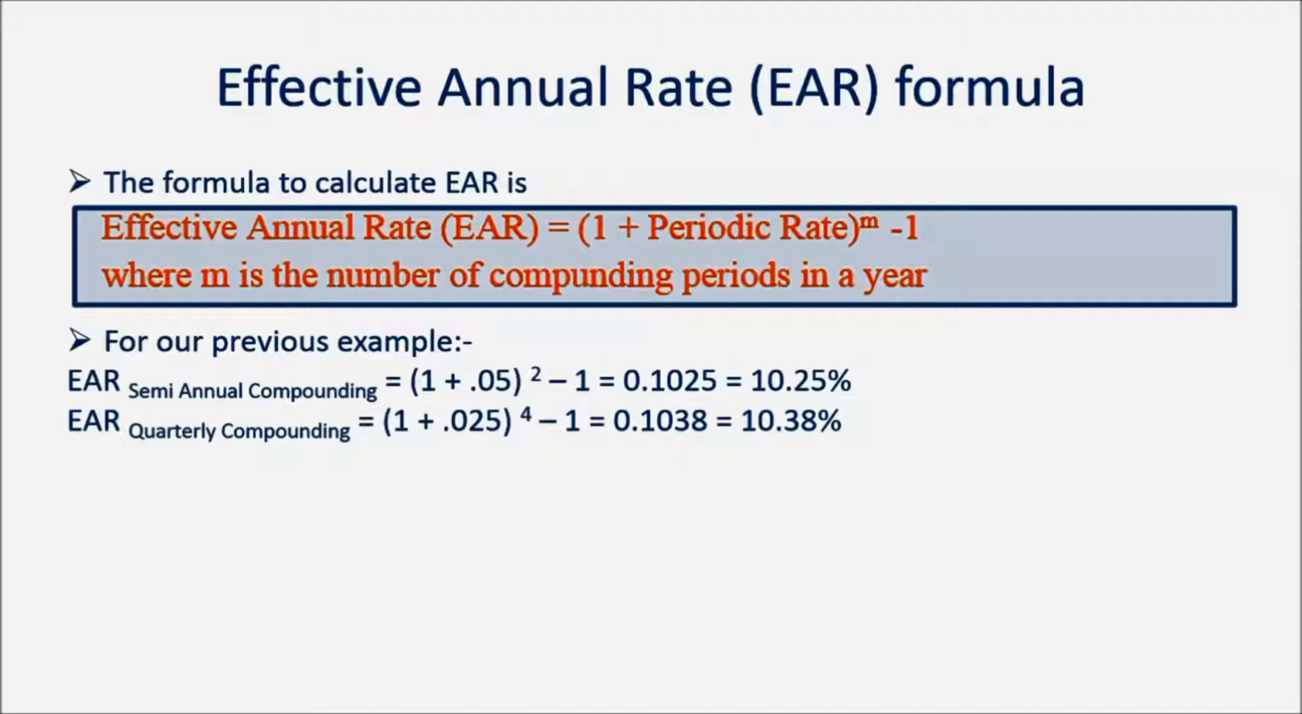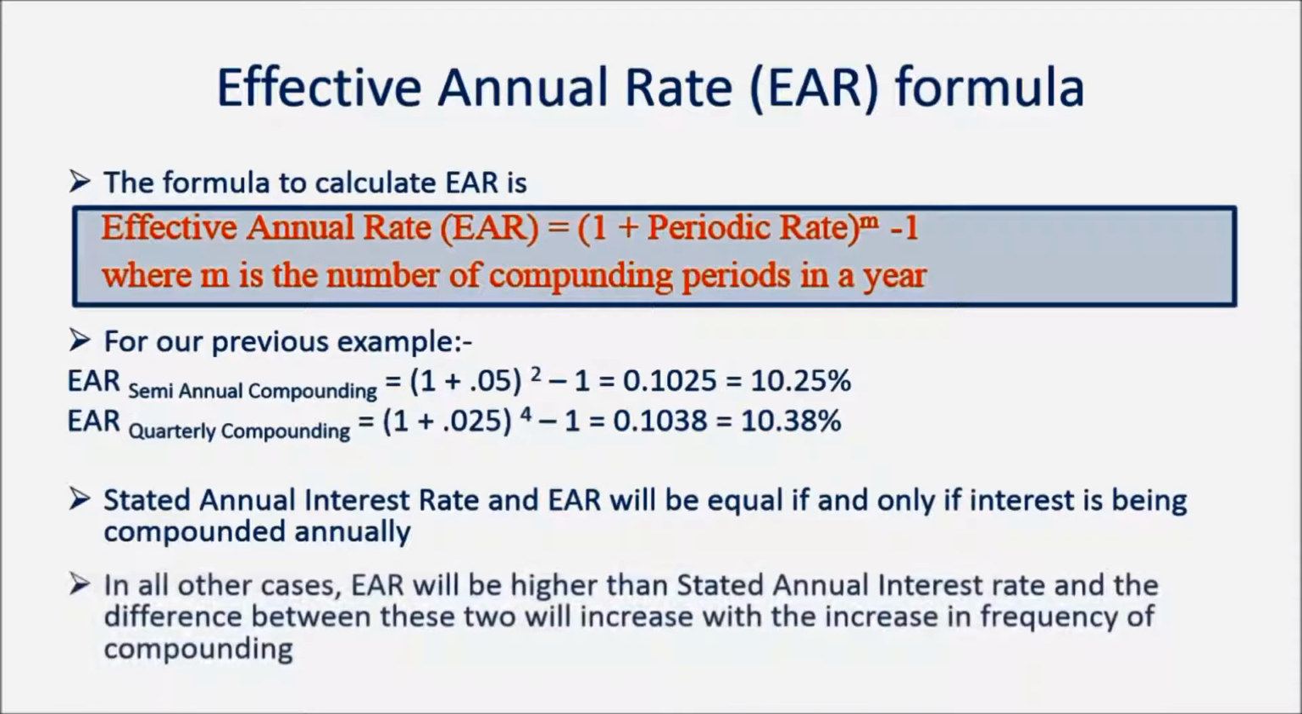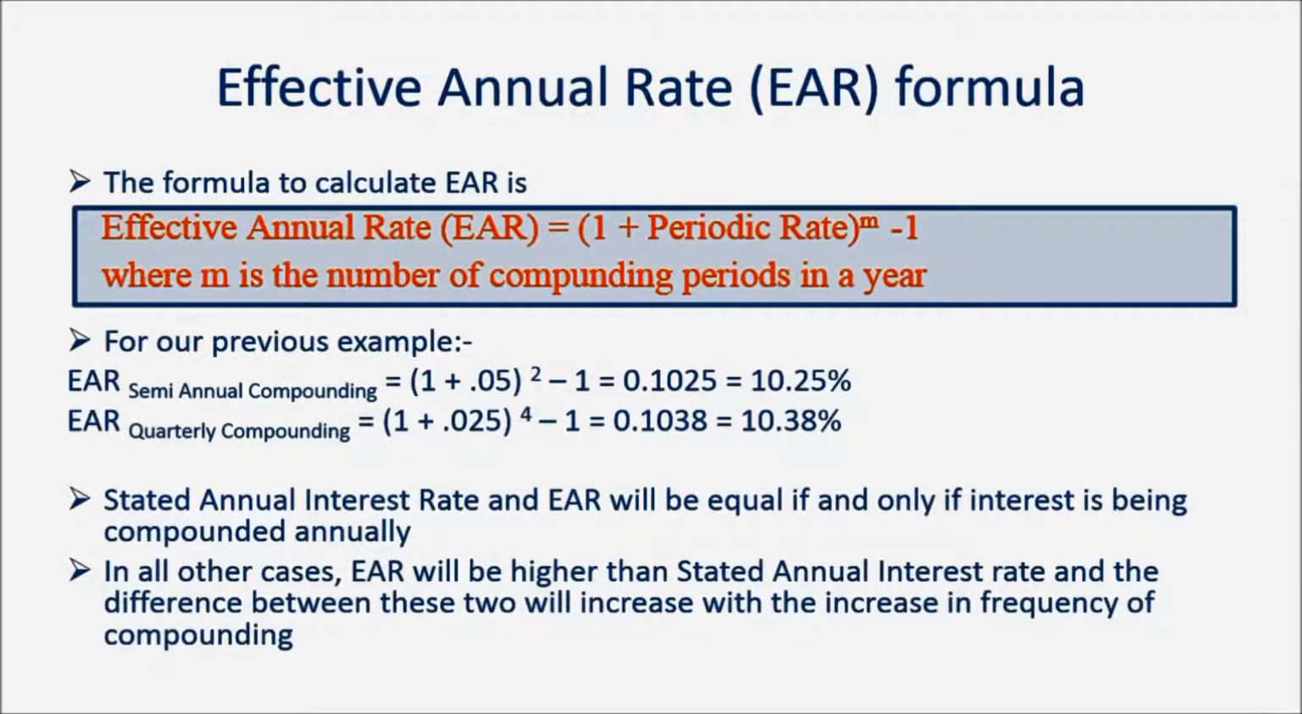As you must have realized by now, stated annual interest rate and EAR will be equal if and only if interest is being compounded annually. In all other cases, EAR will be higher than stated annual interest rate, and the difference between these two will increase with the increase in frequency of compounding.